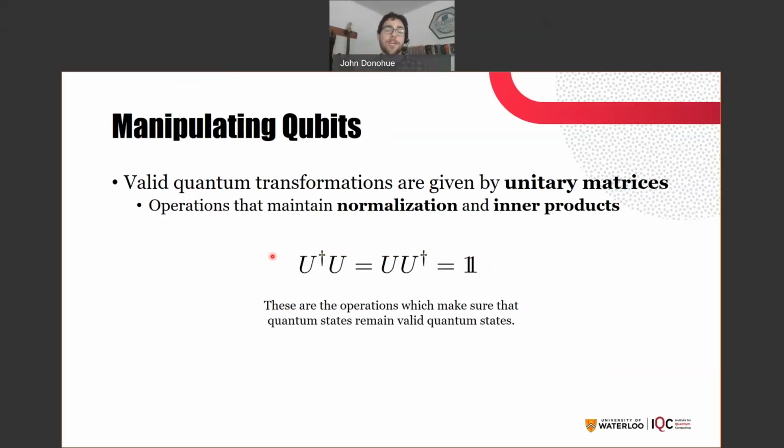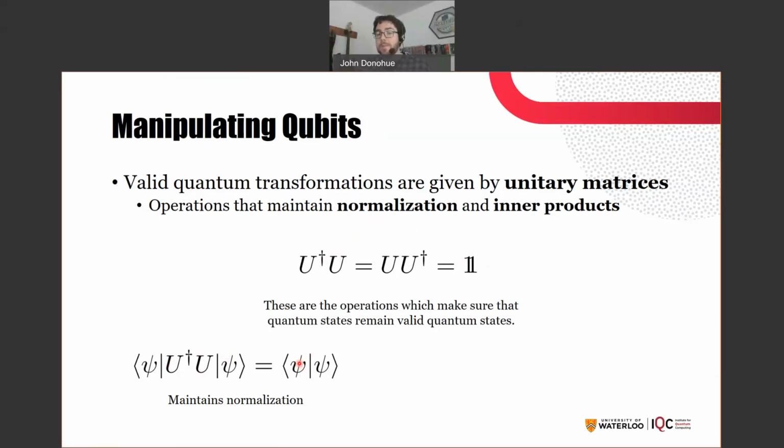Effectively, these are the operations that make sure quantum states remain valid quantum states. Remember that quantum states have to be normalized. They have to have a distinguishable partner. So we can see that they maintain normalization like this. If we want to find the inner product of a state with itself, that's equal to ⟨psi|psi⟩, and that should always be equal to 1.